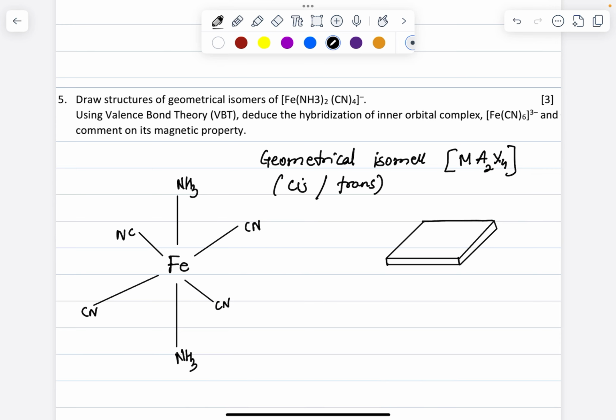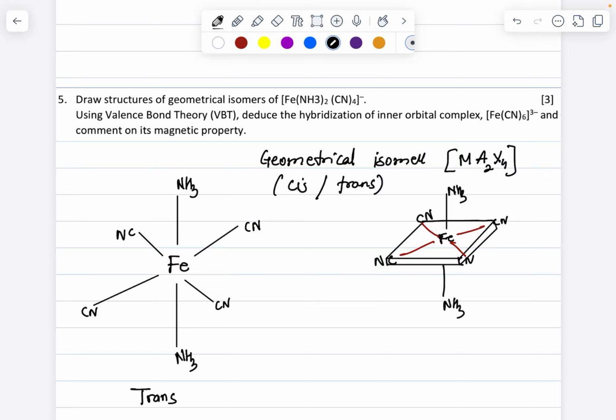Okay, and here is your Fe, here is your cyanide, here is another cyanide. This is cyanide, this is cyanide, and these are the real bonds. And this one, NH3, is on the top of this plane, and another NH3 is below this. So this is a trans isomer of this.